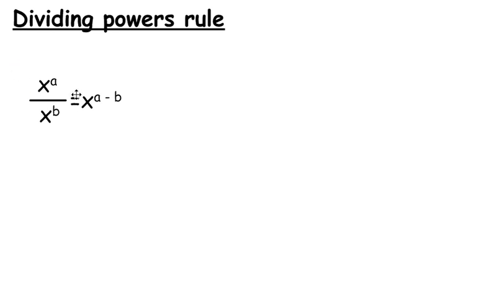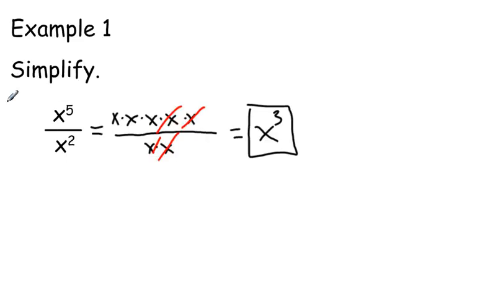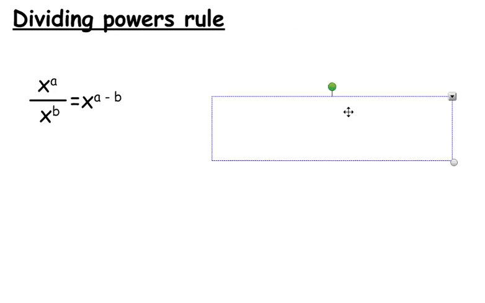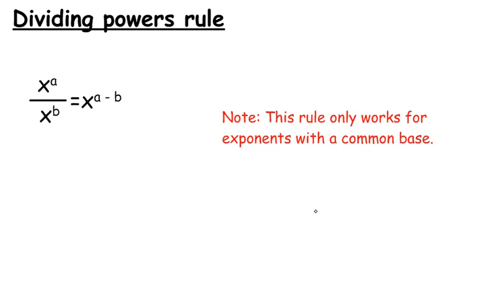So we could use this rule right over here, right? We could say x to the fifth divided by x to the second is equal to x to the fifth minus 2, which is equal to x to the third. So the dividing powers rule simply says subtract the exponents when you divide. And I want you to note that this rule only works for exponents with a common base. I'm going to talk a little bit more about that in a bit.